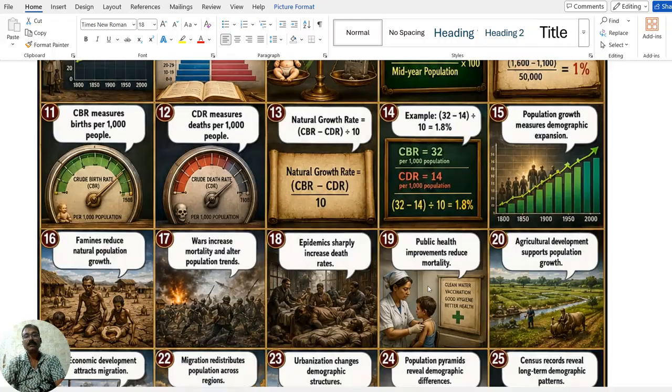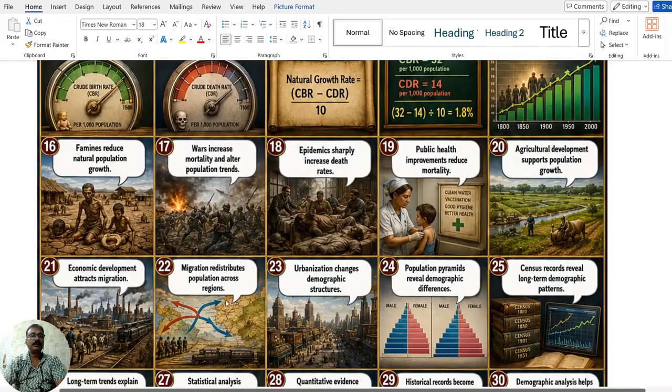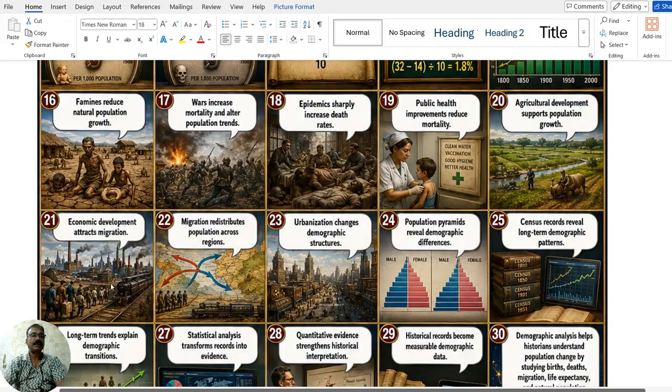Similarly, public health improvement reduces mortality. So if the record shows a reduction of mortality, that may reflect that public health improvement took place. Similarly, agricultural development supports population growth. Okay. Next, economic development attracts migration. So migration means people moving from one place to another for jobs or for a better life. So economic development also affects the population demographic.